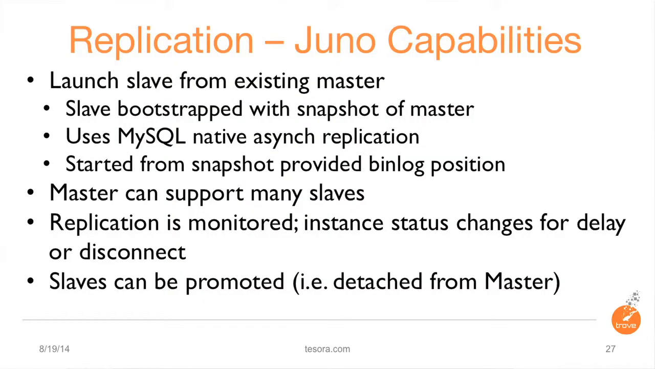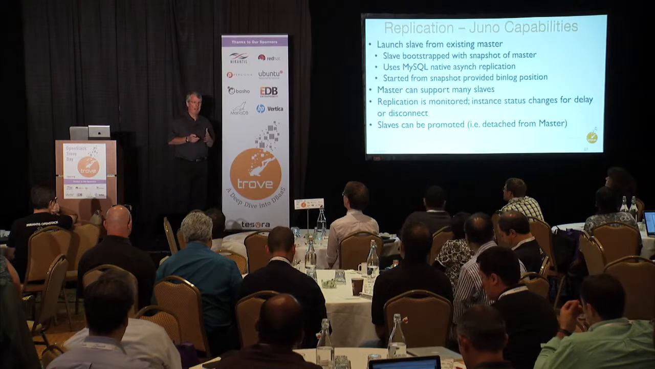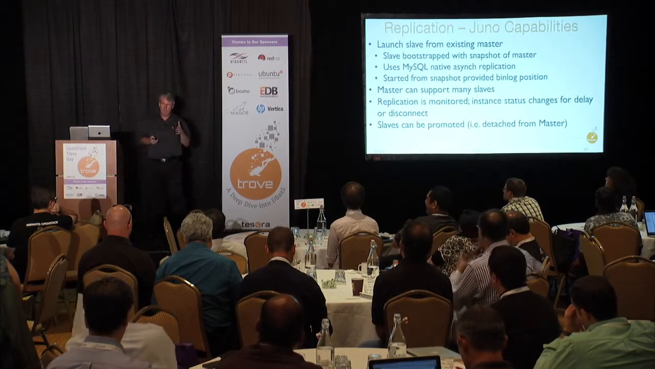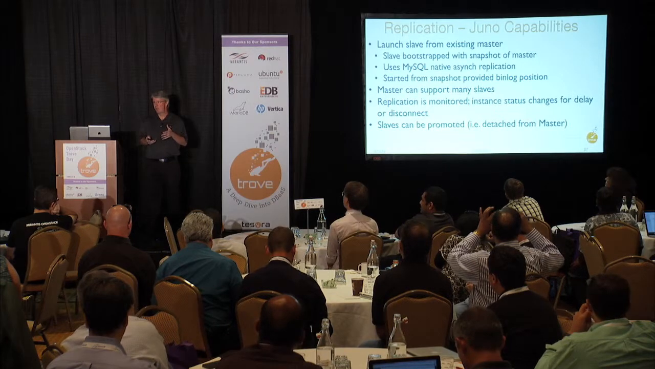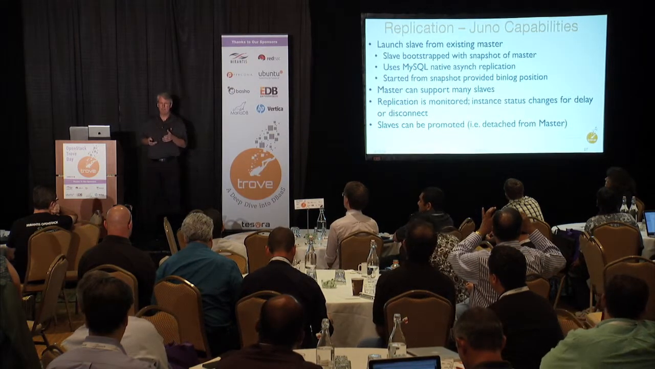So in Juno, here are the details of the capabilities we launched. You can now launch a slave from an existing master. The slave is bootstrapped from a snapshot of the master. The replication strategy implemented in Juno is MySQL native asynchronous replication. The replication starts from the bin log position that results from the snapshot that was provided at the time you started it. The master can support many slaves. I actually don't have any idea whether there's a theoretical limit, but you can have one master, several slaves.